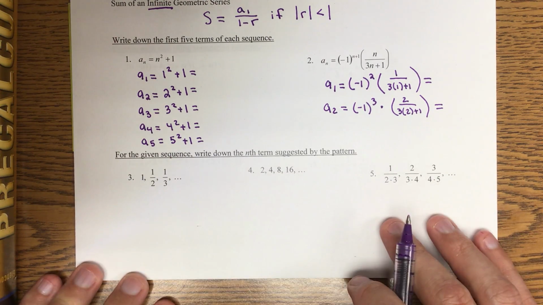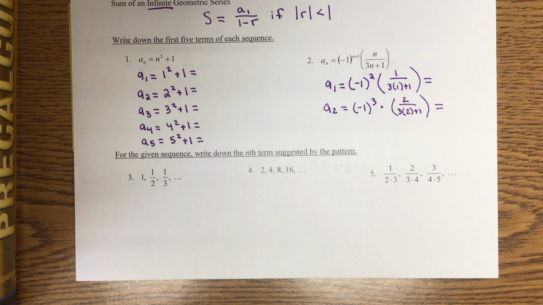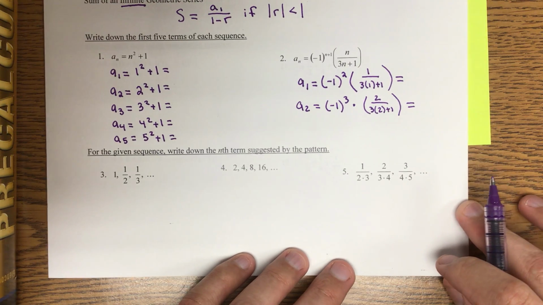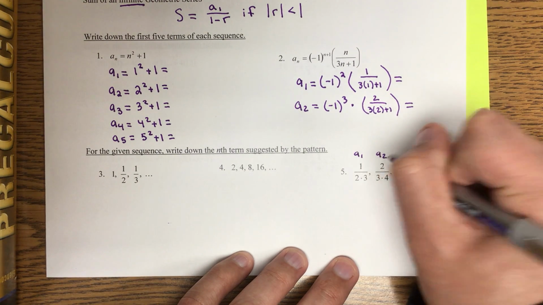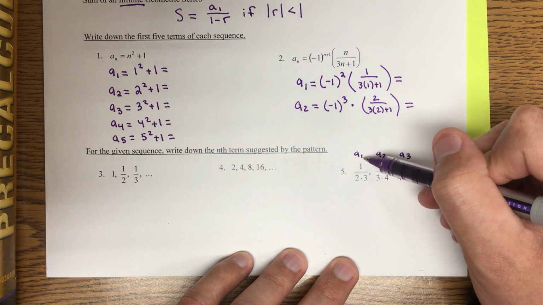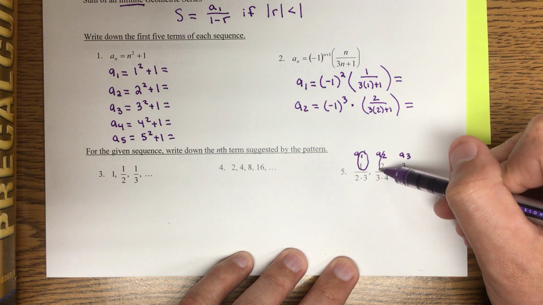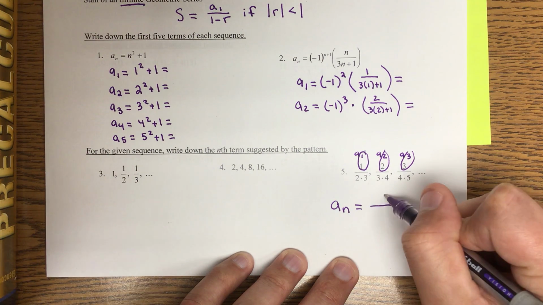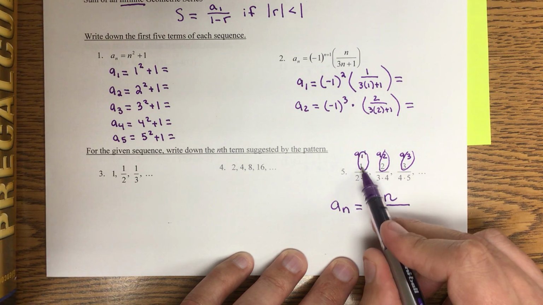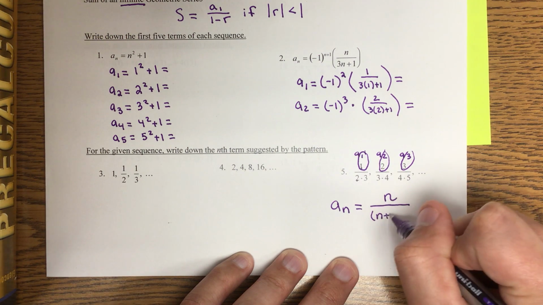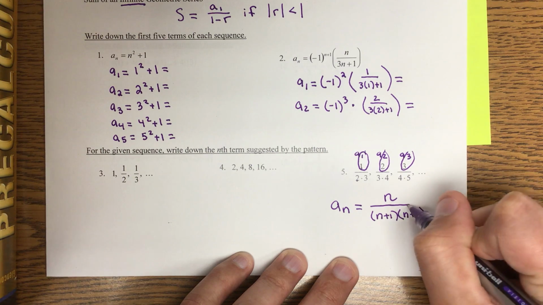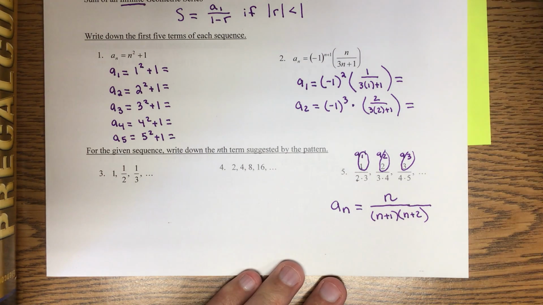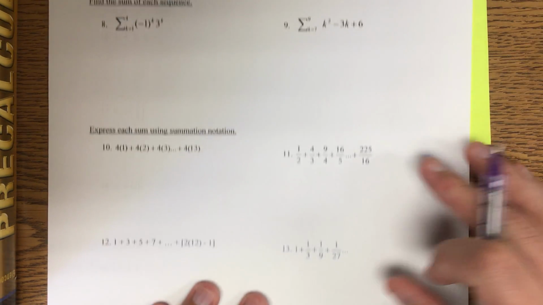For problems 3, 4, and 5, they want you to do that in reverse. Given the first few terms, write down the nth term as suggested by the pattern. If I look at number 5, for instance, this is my first term, second term, third term. If you look carefully, the n value matches the numerator. So I could say a sub n is equal to a fraction with n at the top. But then the denominator, you'll notice it kicks it up by 1, and then it kicks it up by another. So this might be a really good way to write that out: n over n plus 1 times n plus 2. That's a quick recap of the first page.